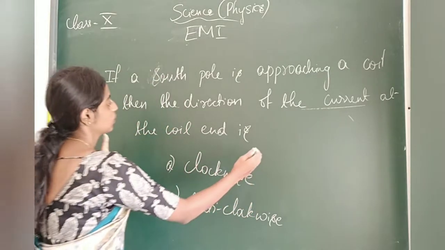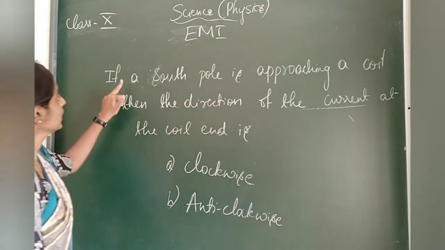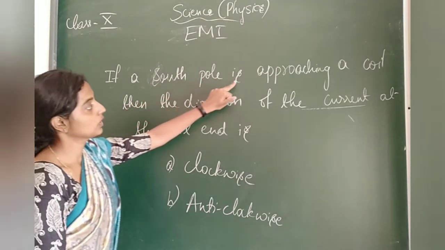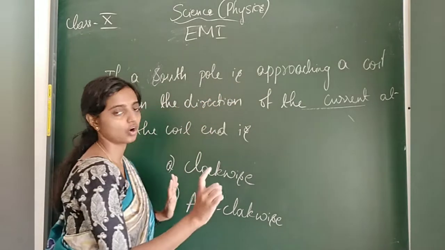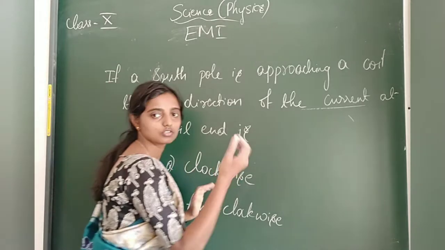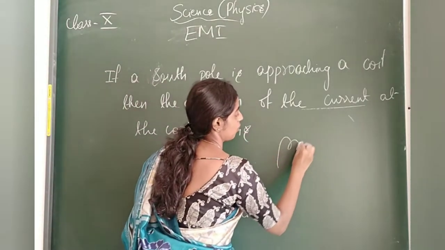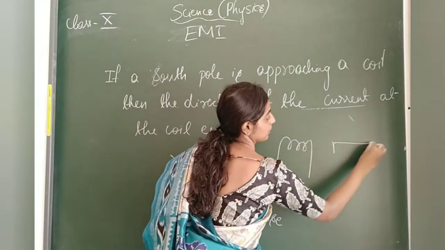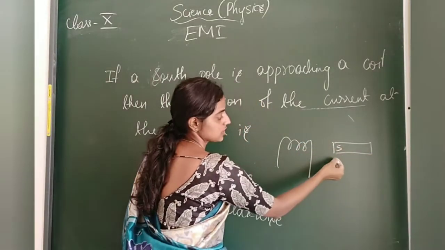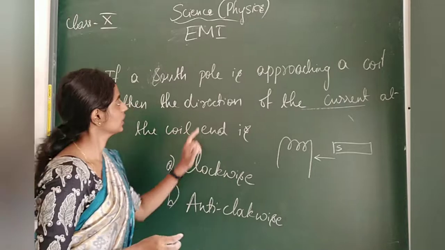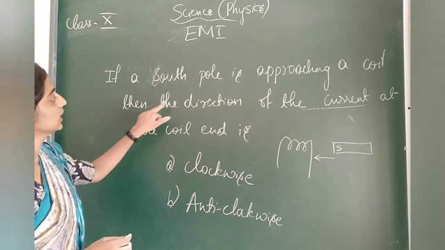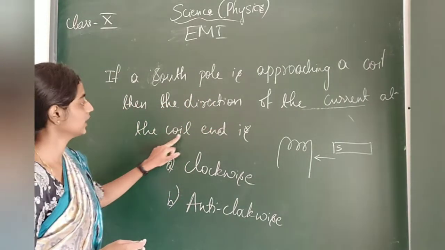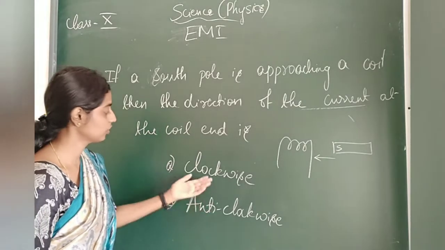Now look at this question again. If a south pole is approaching a coil, just imagine or write this here. We have a coil. If a south pole, that means we have a magnet and the south pole is approaching the coil, then what is the direction of current at the coil end? That is what we need to find out.